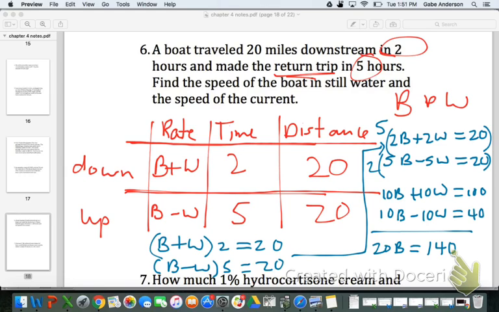This is a ridiculously fast boat, isn't it? I'm being somewhat facetious. No, it's going 7. It's not that fast, is it? The boat's speed in still water is 7. So if the boat's speed is 7, if you plug back in, anybody getting a W yet? 3. So B equals 7 for the boat, W equals 3 for the water.